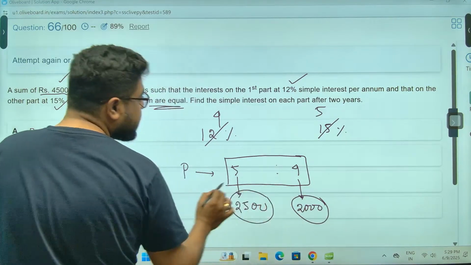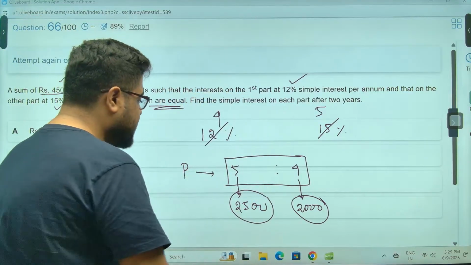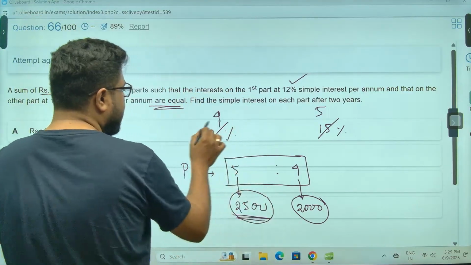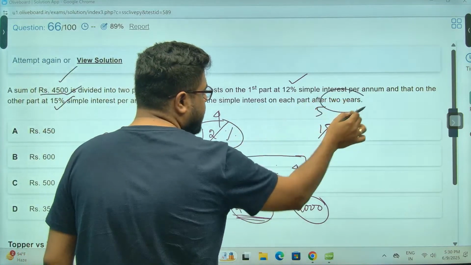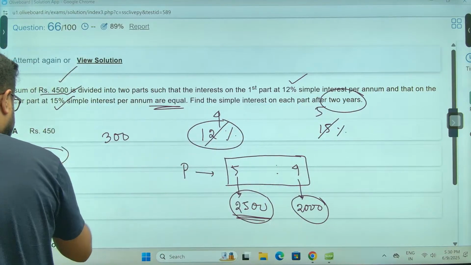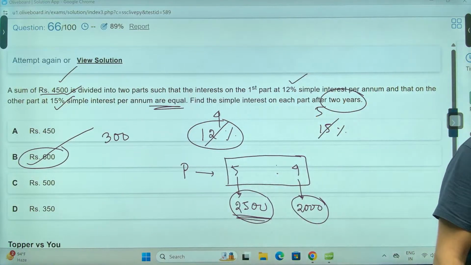Now what are they asking? They are asking the simple interest of each part. Both are equal, so you can take anything. 12% of 2,500 is 300 rupees. This is per year, and they are asking for 2 years, so the answer will be 600. Option B is the correct answer.